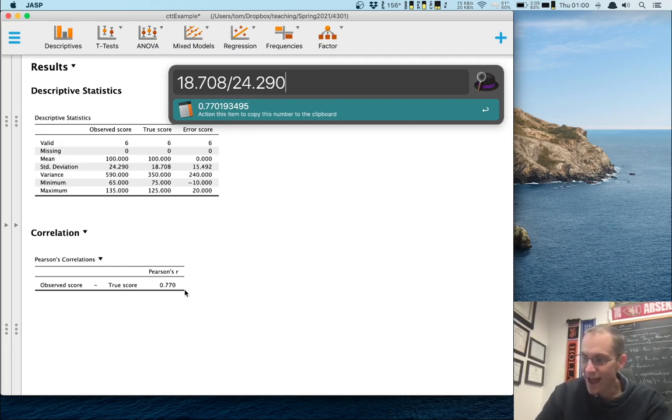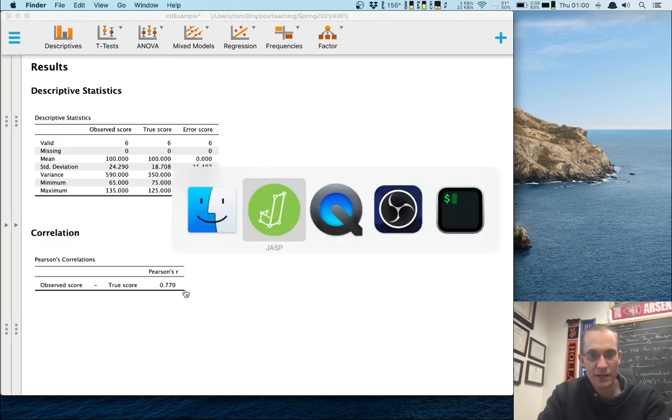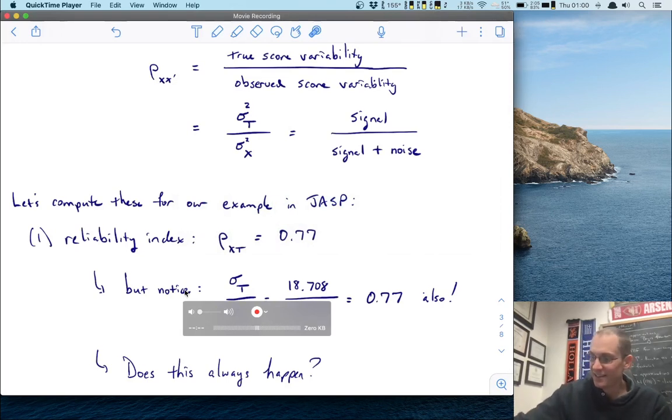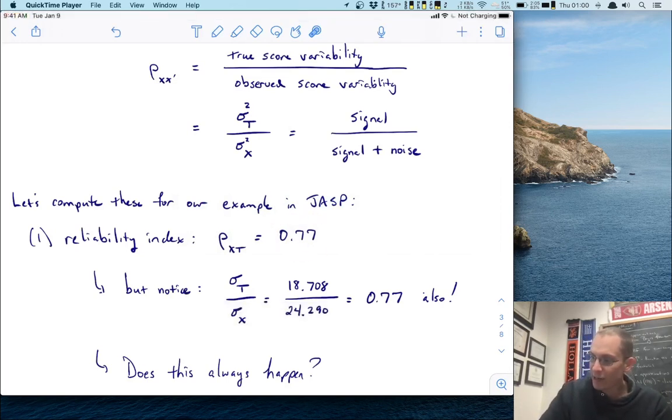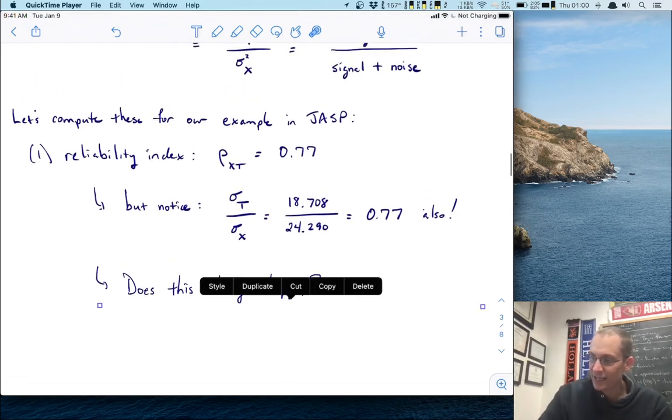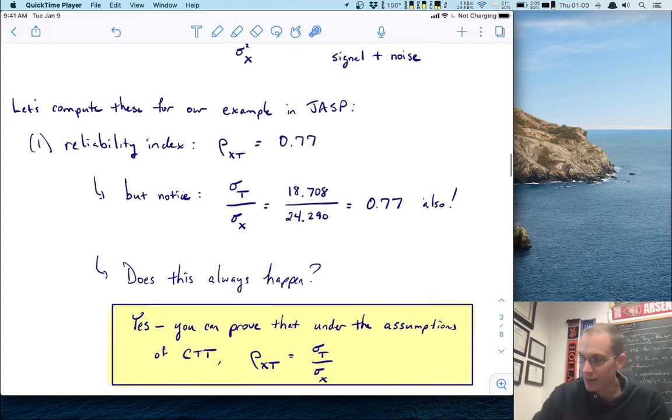Oh my goodness, is that an accident? Does this correlation always equal this ratio right here? And the answer is absolutely it does. This is a nice little mathematical fact in classical test theory. You can prove it, and we're not going to do it here. If you are interested in doing this proof yourself, let me know and I'll be happy to guide you through it. But you can prove mathematically that under the assumptions of classical test theory, the correlation between the observed scores X and the true scores T is equal to the ratio of the true score standard deviation divided by the observed score standard deviation. In other words, the reliability index can also be defined as this fraction here.